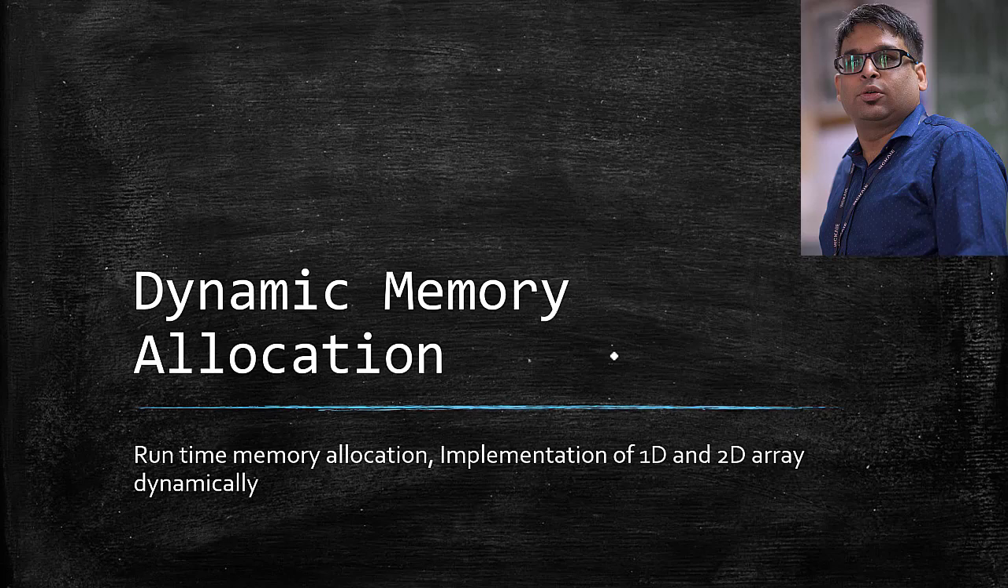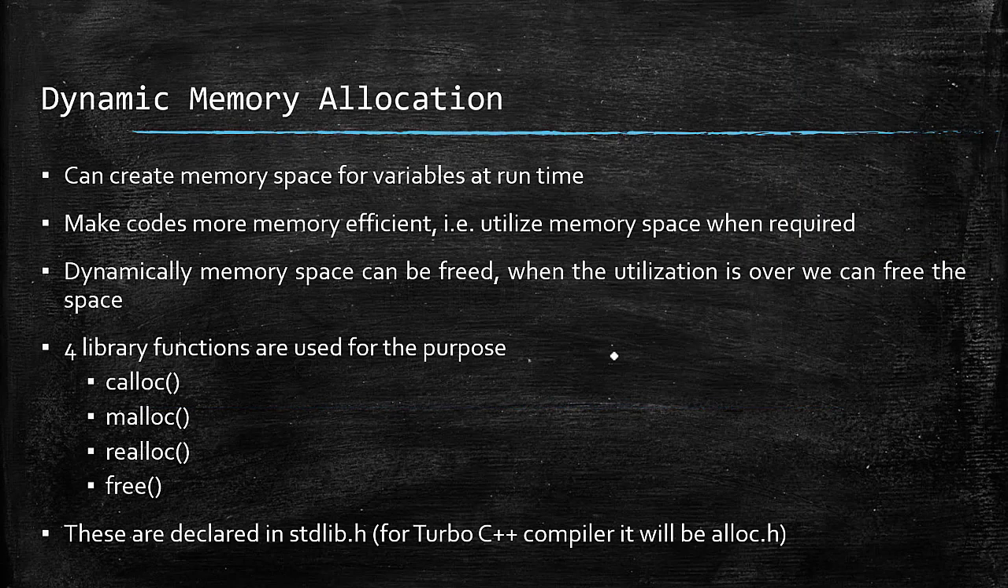Now we are going to discuss how we are going to use the feature of dynamic memory allocation in C language. So dynamic memory allocation can create memory space for a variable at runtime. It makes code more memory efficient because it is utilizing memory space when it is required, otherwise not. We have already explained that. Dynamically allocated memory space can be freed, means when the utilization of this space is over, we can delete it from our main memory. So that amount of space is free now, right? And also we can increase or decrease the size of dynamically created space depending on the need.